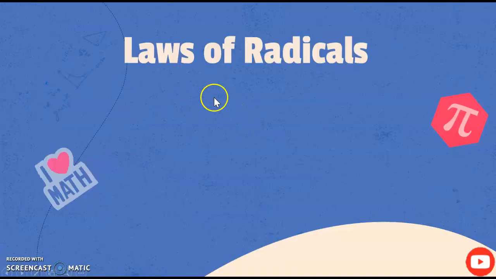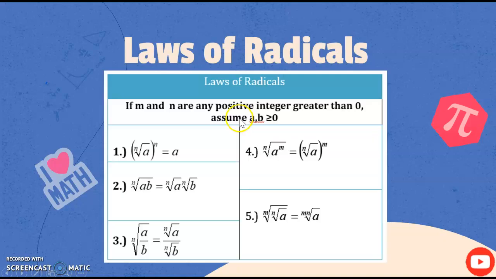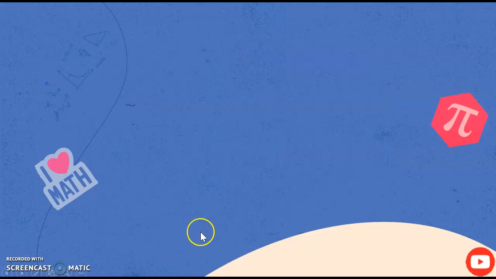Okay, so first we need to get familiarized with the laws of radicals. These are the laws that we're going to use when we simplify radicals. But for today, since we're going to talk about extracting the root only, we're going to use specifically laws 1 and 3, alright? So take note of those laws also.